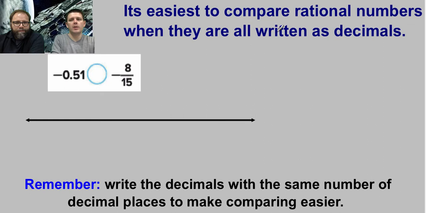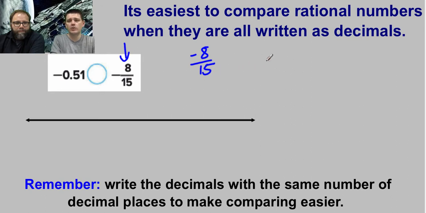Next one. Now we're going to compare rational numbers, but this one isn't playing nice. It's a fraction instead of a decimal. So remember last unit, we can change that fraction into a decimal. When everything's the same form, it's much easier to put them on our number line. So we have negative 8/15. There's no easy way to turn a 15 into a 10 or a 100. So this is one of those where we have to divide.